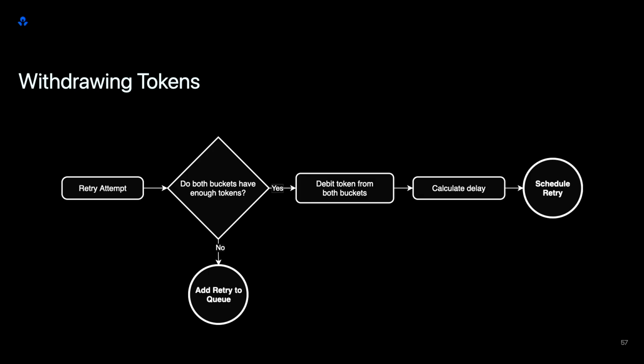So we're pretty much at the end. As I said, there's 2 functions that are involved. This one, before withdrawing tokens, whenever you attempt or request a retry, we check if both buckets have enough tokens. If they do, we withdraw the tokens, debit the tokens, use the rate limiting bucket tokens to calculate the delay, and schedule the retry. If there's not enough tokens in either bucket, it just goes into the queue to be retried for when there are enough tokens in the bucket.